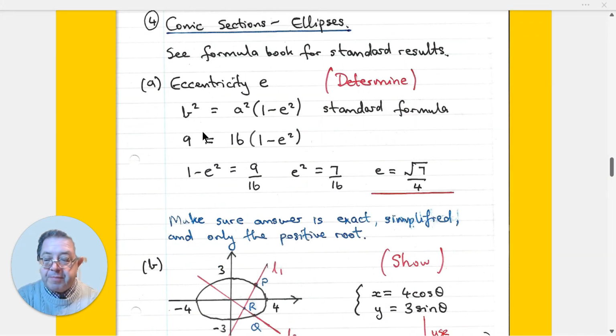So we use b squared is 9, a squared is 16. Rearrange, we get e squared is 7 over 16, so e is root 7 over 4. We want the answer to be exact and simplified, which it is, and e is a positive number, so only the positive root. Giving plus or minus here is likely to lose you marks.